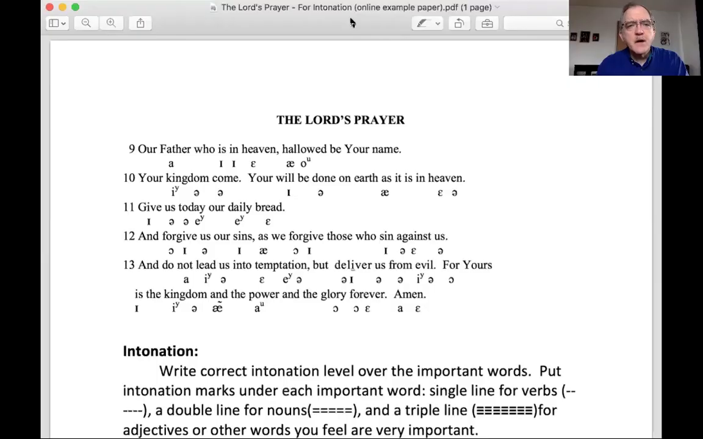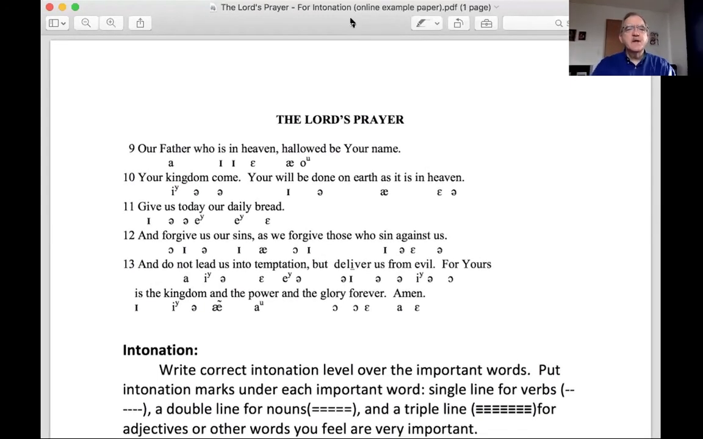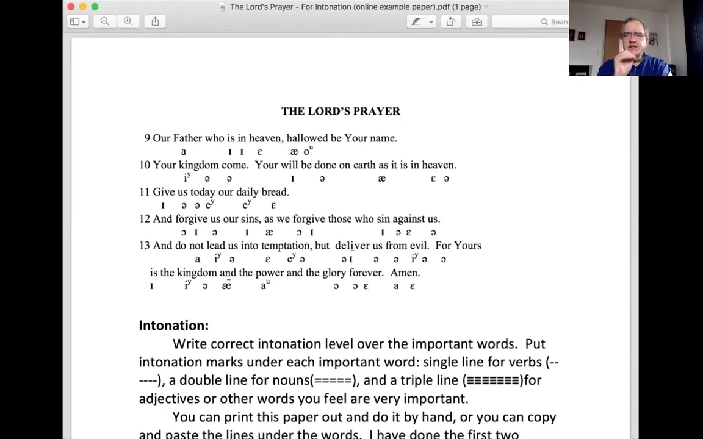Okay, let's look at this. This is called the Lord's Prayer for Intonation, and I'm going to put this on the internet. I'll put it as day five, the Lord's Prayer for Intonation, and I want you to do this today and send it to me before the end of class. Now, let's review the Lord's Prayer first.